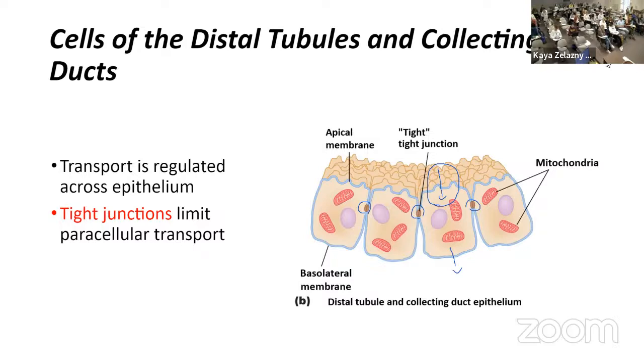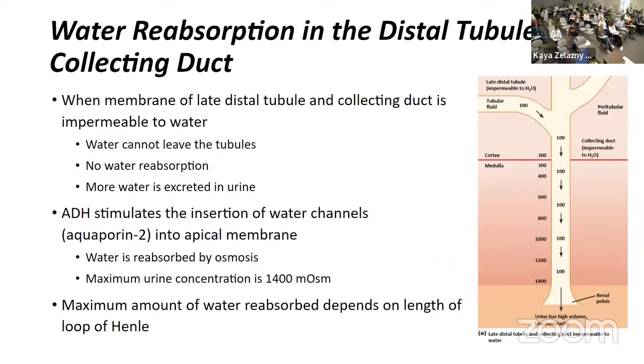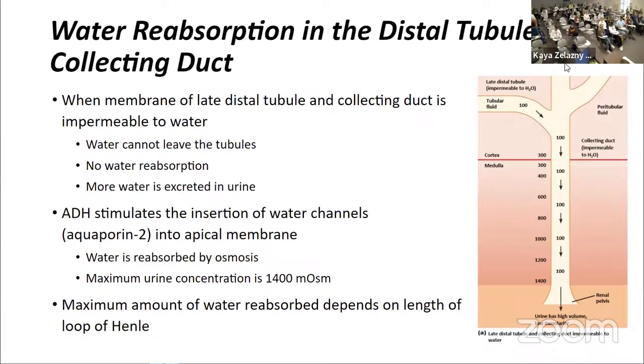Okay. All right. So we're going to start out thinking about what happens if we don't have aquaporin 2. Okay. So if the membrane of the late distal tubule and the collecting duct is impermeable to water, okay, and the reason it would be impermeable to water would mean no aquaporin 2. Okay.